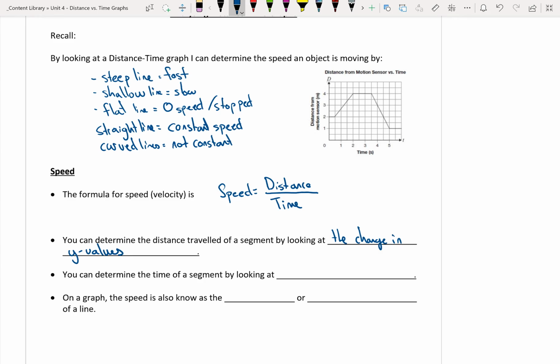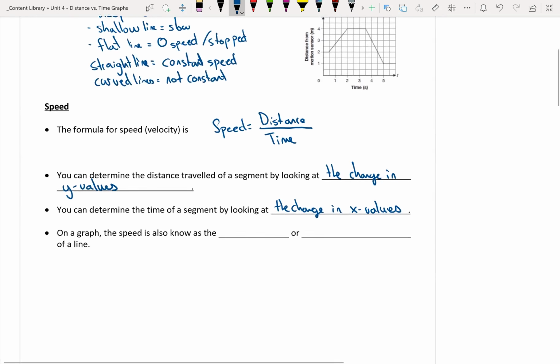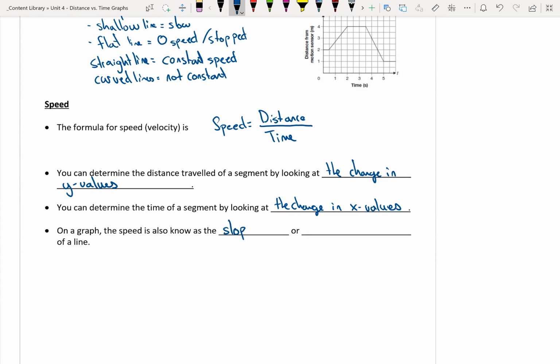I can determine the time of a segment by looking at the change in x values. Again, the x-axis refers to time, so I can see how much time is passing by looking at the change in x values for my segment. On a graph, the speed is also known as the slope, in other words the steepness, and it can also be referred to as the rate of change, or how much something is changing. You can kind of get that because we're looking at how the y values change and how the x values change.